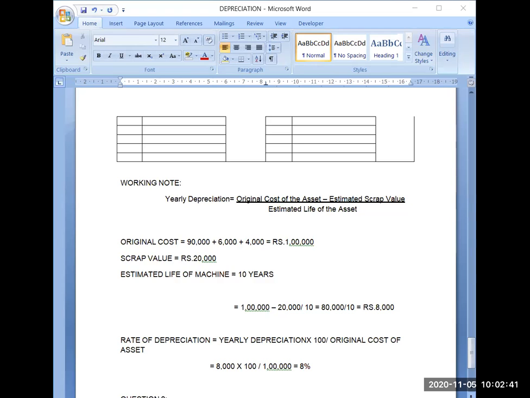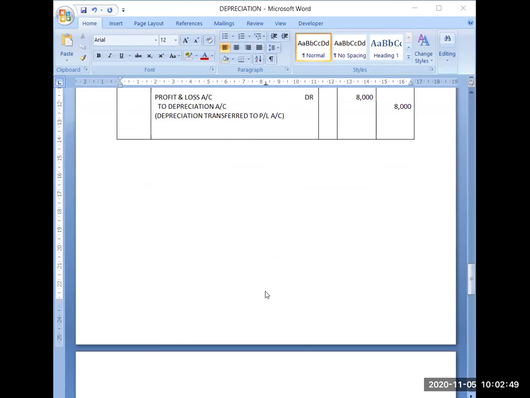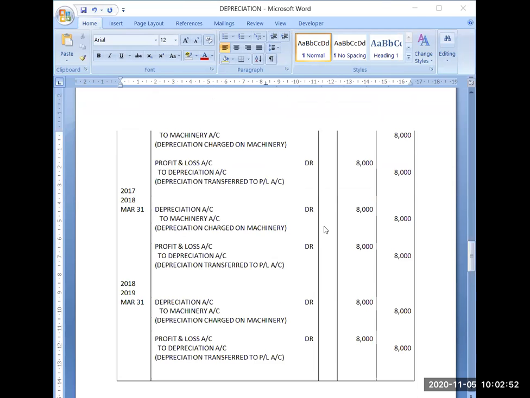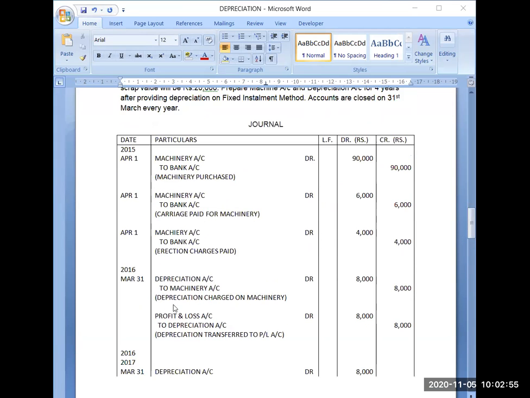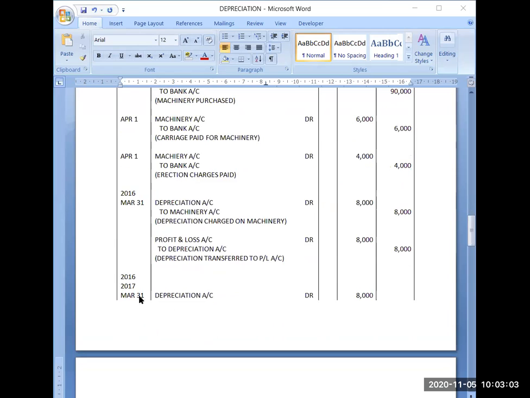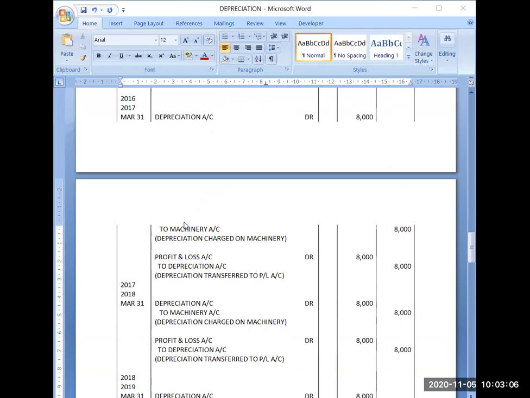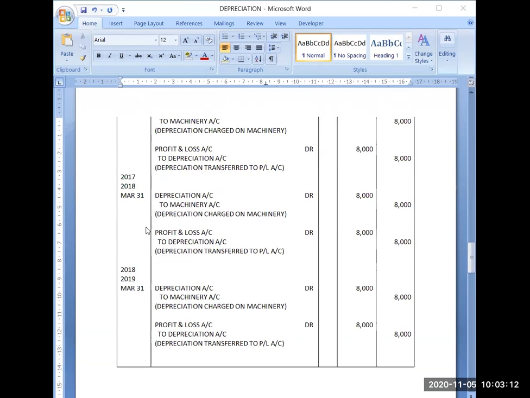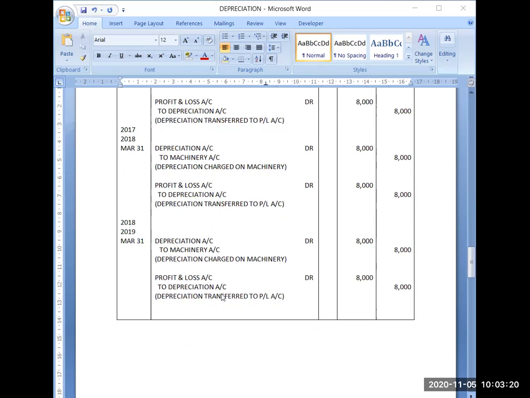Sometimes the rate of depreciation is given in percentage, like we calculated yesterday, 8%. So we can simply calculate 1 lakh multiplied by 8% will be 8,000. If a percentage is given, we will charge the depreciation and transfer that depreciation to the profit and loss account. Again, in the next year, we will charge the depreciation and transfer it to profit and loss. Then again in the next year, the same process will go on until and unless there is any change. Now, this is about the journal entries.